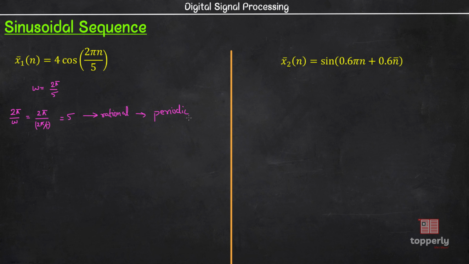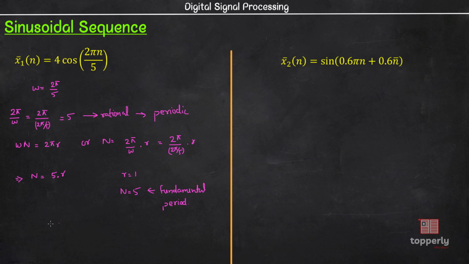Now let us proceed to find the value of fundamental period. For that, we need to satisfy the condition omega into capital N is equal to 2 pi r, or N is equal to 2 pi by omega into r, which is equal to 2 pi by 2 pi by 5 into r, which gives us N is equal to 5 into r. Now, we need to find the smallest natural number r for which N is a positive integer. If we take r equal to 1, then we get N equal to 5. So, this is the fundamental period of the sequence.